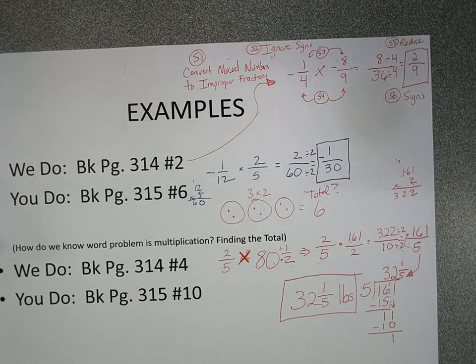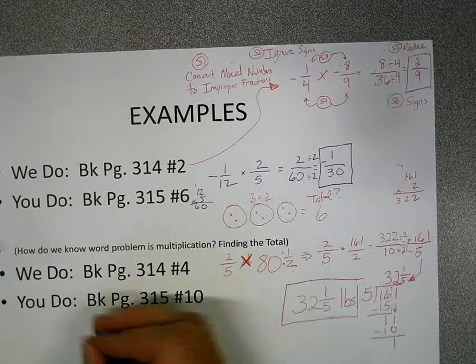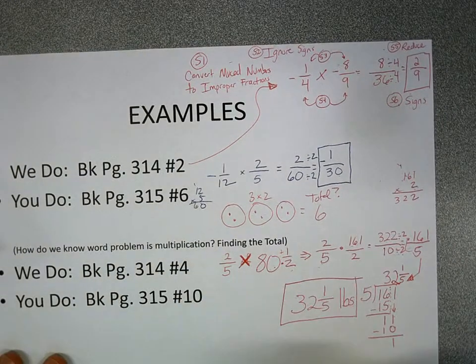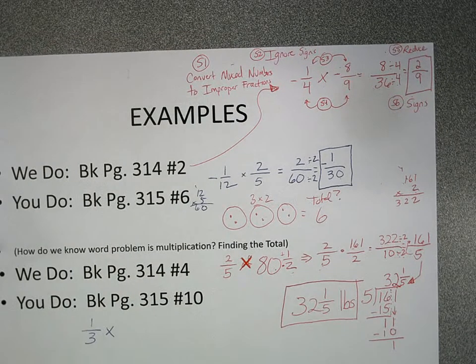Okay, so number 10 says the width of a vegetable garden is 1/3 times its length. If the length of the garden is 7 3/4 feet, what's the width in simplest form? So here's the thing. We have the vegetable garden 1/3 times its length. Well, it's not even an of, right? It just flat out tells you it's 1/3 times its length. Then it goes on to tell you its length. It's 7 3/4.